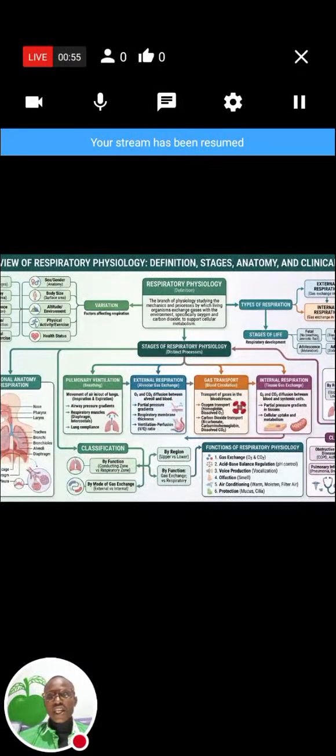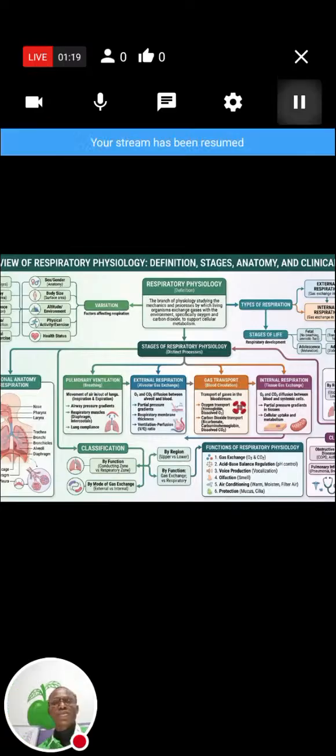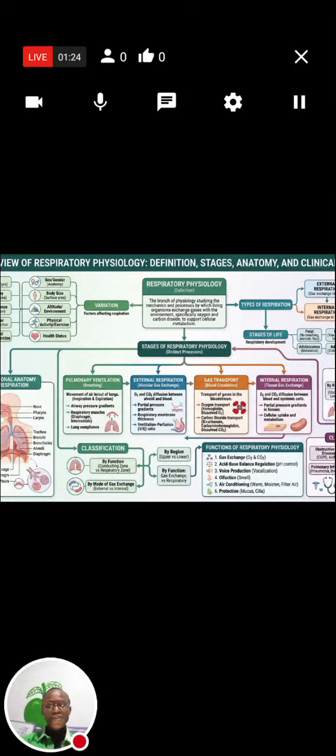Physiology. Okay, in this respiratory physiology, we are looking at just 8 things. The first thing we are looking at is the meaning of respiratory physiology. We need to know what respiratory physiology is.